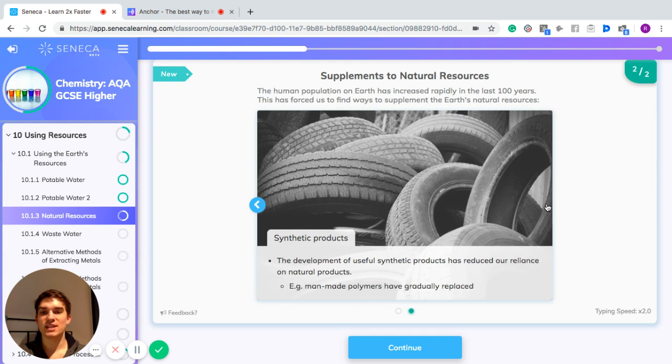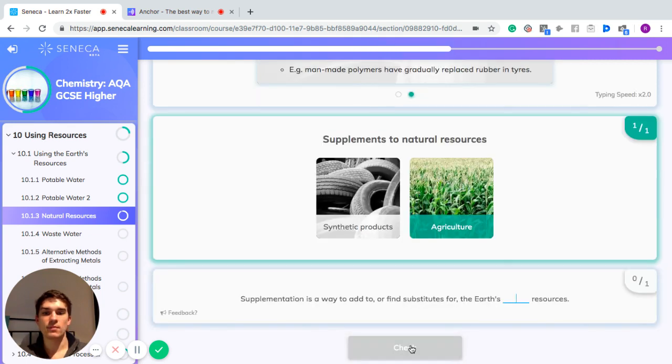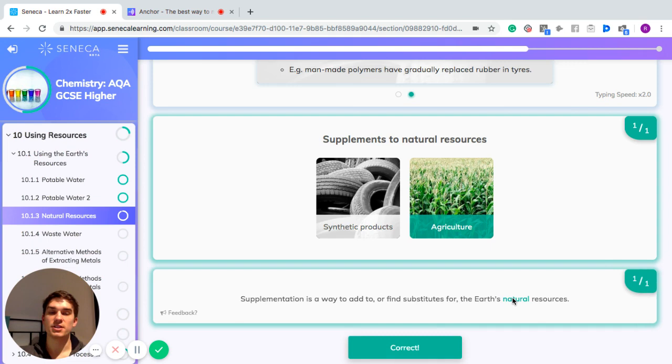Now, there's also synthetic products, and the development of useful synthetic products has reduced our reliance on natural products. So, for example, man-made polymers have gradually replaced the rubber that we use in tyres. So to recap that, two of the supplements of natural resources are synthetic products and agriculture. Supplementation is a way to add or to find substitutes for the Earth's natural resources.